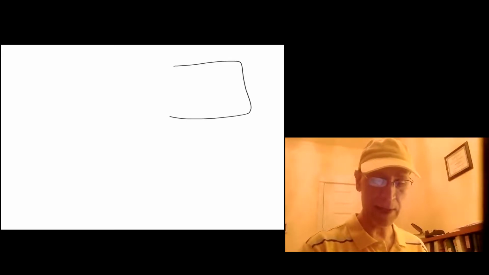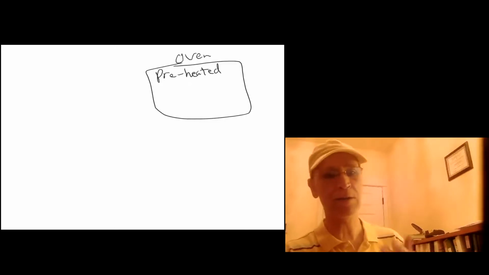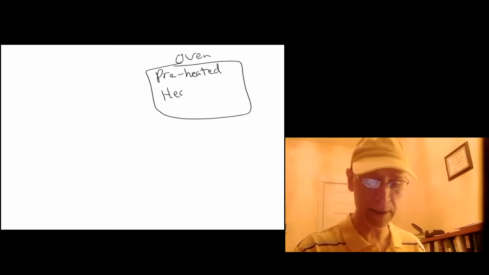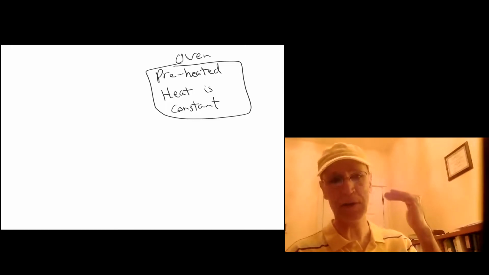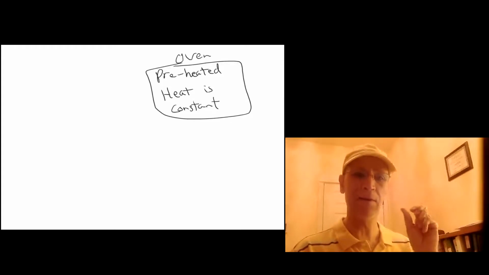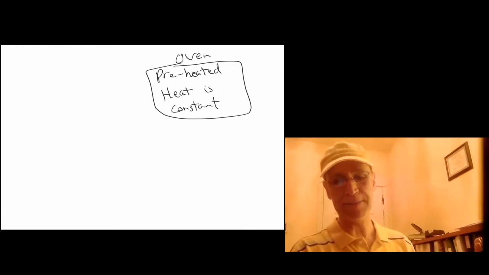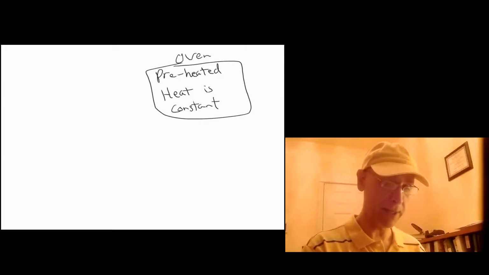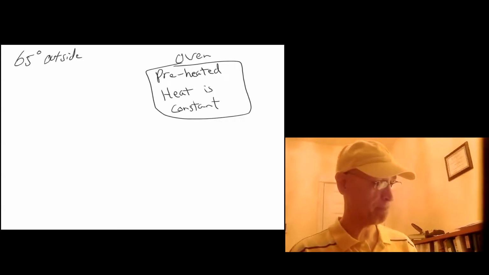We do have an oven here that is preheated. What does that mean to you and me? It means that the heat is constant. We're going to assume that this oven is working perfectly. And if it's preheated, it's reached the temperature that it was intended for, and it is staying at that temperature. So outside of the oven, where the thermometer is in the beginning, is 65 degrees.